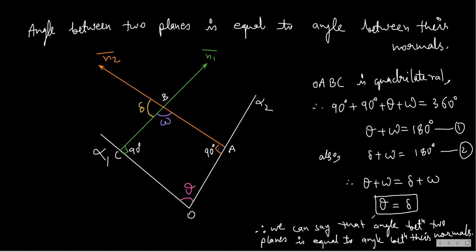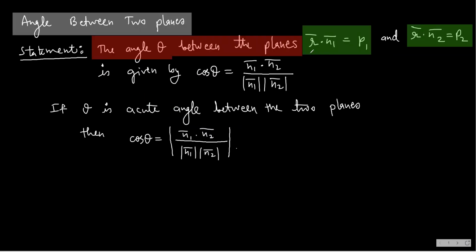So here, students, now having done that, the angle between two planes is the same as the angle between their respective normals. Now if I am given two planes, plane alpha 1, whose equation is r bar dot n1 bar is p1, and plane alpha 2, whose equation is r bar dot n2 bar is equal to p2, what will be the angle between plane alpha 1 and plane alpha 2? It will be the angle between their normal vectors.